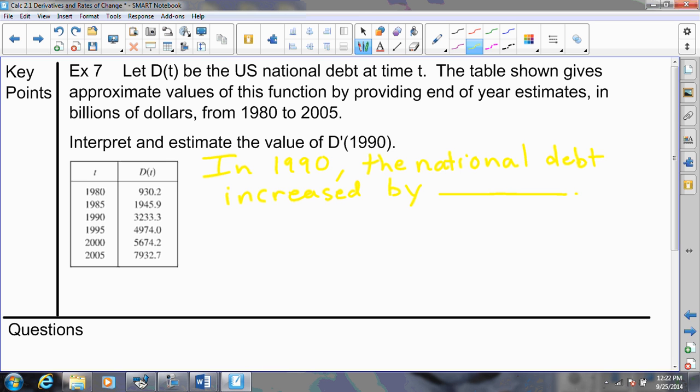In 1990, the speed at which the national debt is going up was blank. We don't know the number. We will actually have to figure out a function. We're going to do a linear modeling with our calculator, get a regression model, and with the regression model, we could then do the derivative. With the derivative, we'd be able to get our answer.